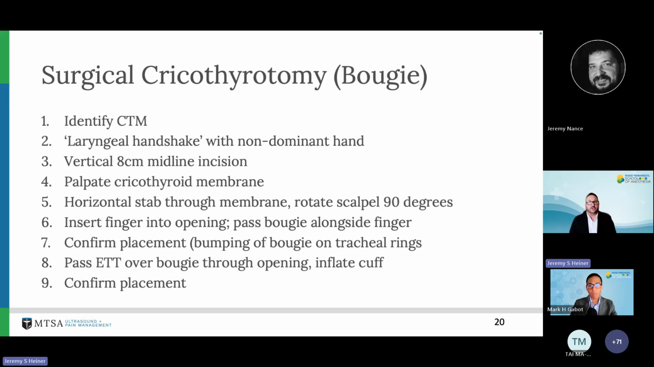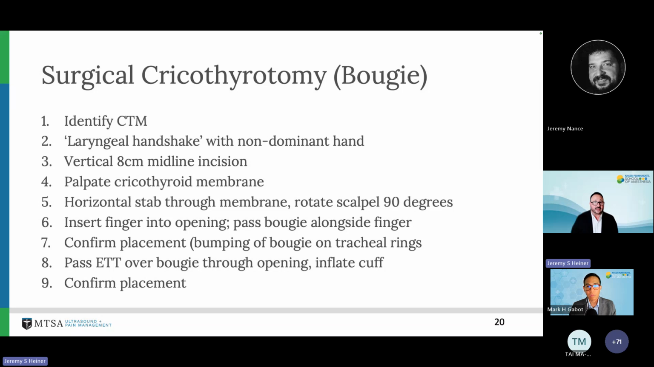You're going to lock your thumb and your middle finger onto that thyroid cartilage. And then using your index finger, you will palpate just below that and palpate the cricothyroid membrane. Once you've got that membrane, you can go ahead and do a horizontal stab incision. So just directly at a 90-degree angle, stab through that membrane until you've punctured through all the pretracheal layers.